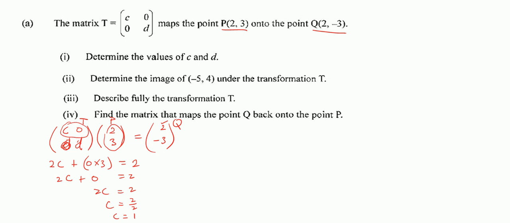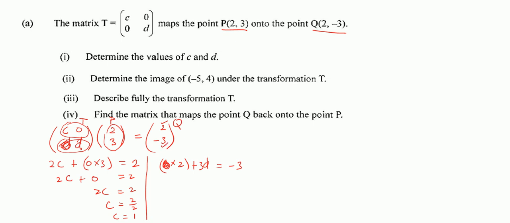Okay, so we found C. The next thing we need to do is find D. Again, we multiply. We take this row and multiply by 2, 3. So 0 multiplied by 2, plus D multiplied by 3, which gives me 3D, is equal to minus 3. I got this minus 3 from here.